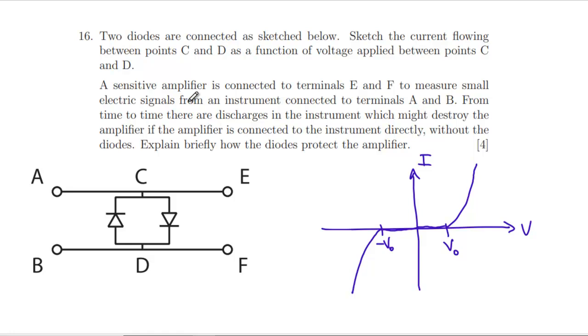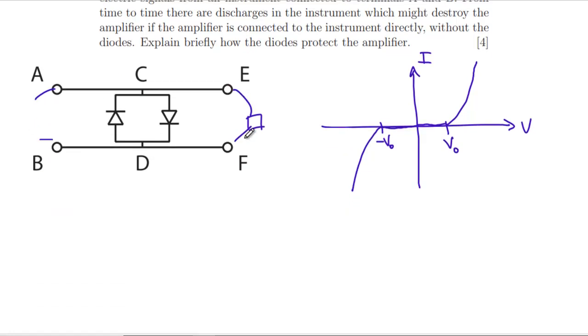A sensitive amplifier is connected to terminals E and F. Right, so we've connected something across here. I don't know what the symbol for an amplifier is. To measure small electric signals from an instrument connected across A and B. So we've connected something over there. From time to time, there are discharges in the instrument that might destroy the amplifier, which is why we want it to go through the diodes. Explain how the diodes protect the amplifier.